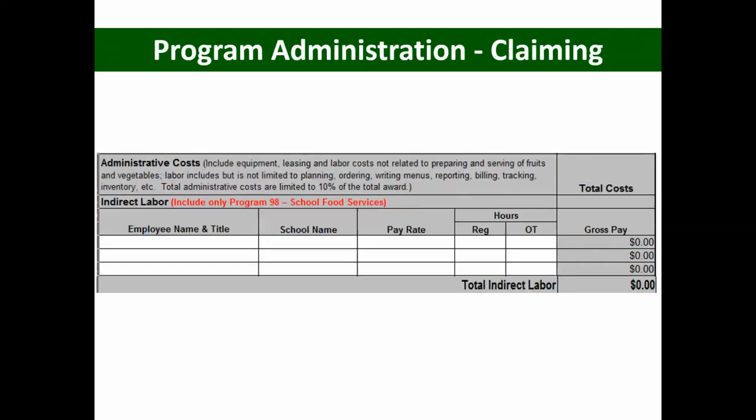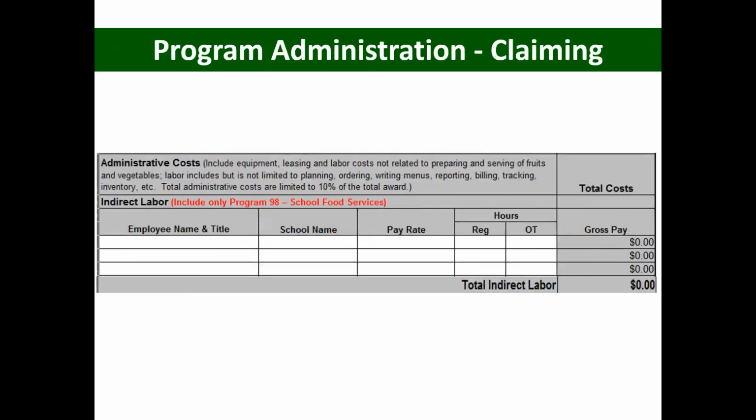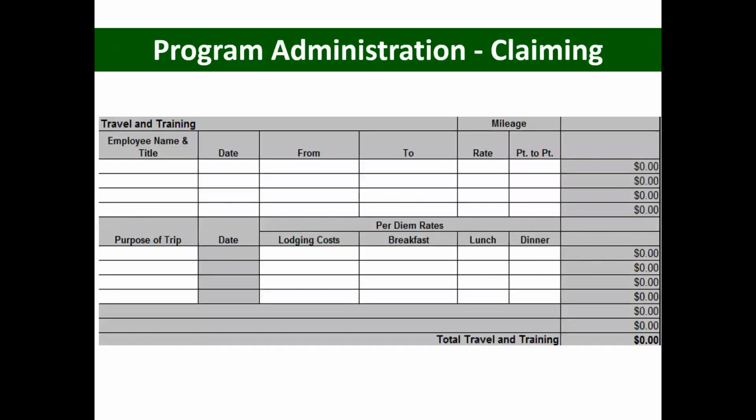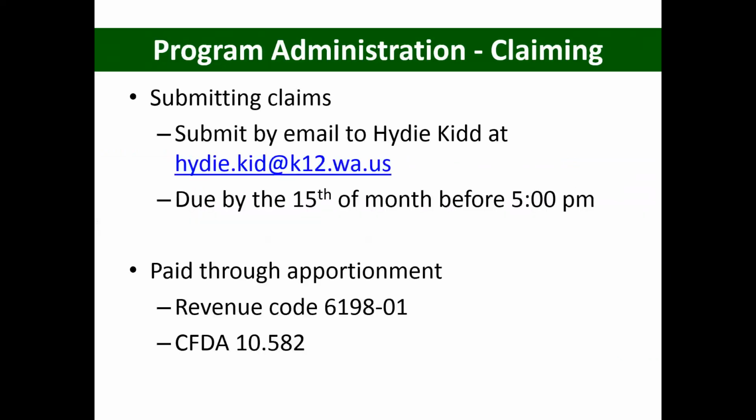Yeah, I don't want to spend a lot of time on this either. This is direct labor costs, or excuse me, direct administrative costs. Once again, it explains what direct labor costs are: employee name, title, school name, pay rate, and it carries the total across. Travel and training, equipment. So we have everything broken down.